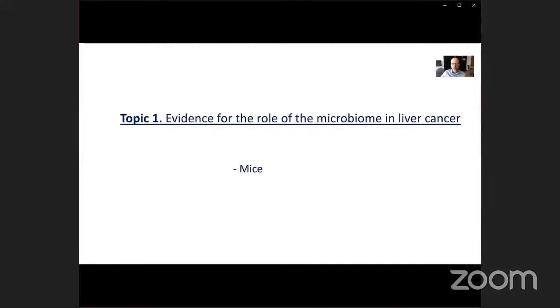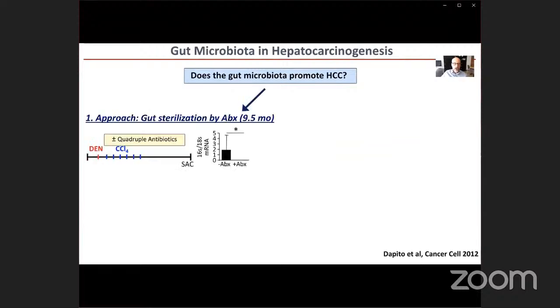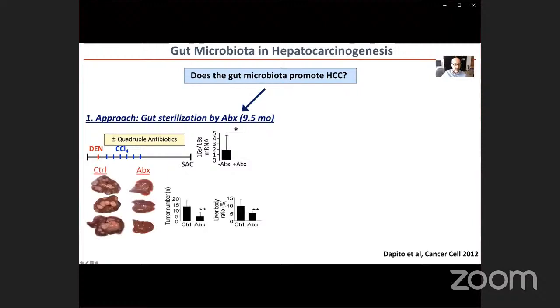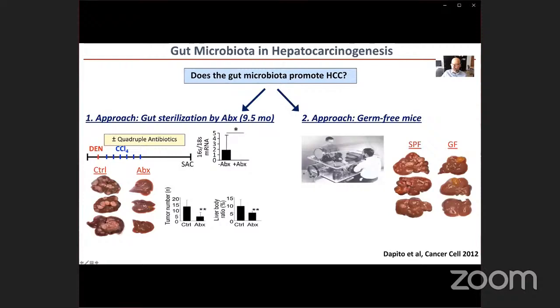So most of the evidence comes from mice, especially functional studies, showing data from our 2012 Cancer Cell paper, where we first used antibiotics, getting sterilized mice with a quadruple antibiotic cocktail, which was highly efficient at reducing the bacteria. And in a carcinogen-driven model, we could see a strong reduction of HCC development, seen by multiple parameters, in the group that received the antibiotics. However, to exclude that these antibiotics can directly affect the tumors rather than the microbiome only, although most of these are non-absorbable, we also studied germ-free mice, and to make a long story short, we saw a similar, very profound reduction of cancer development in germ-free mice.